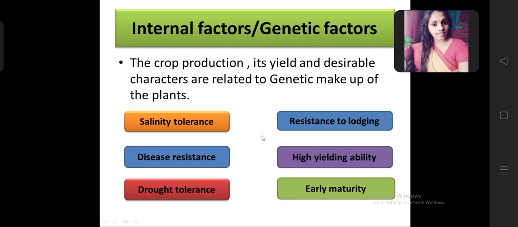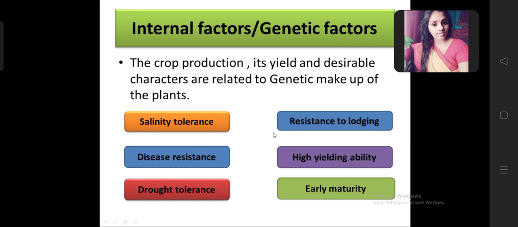Similarly, for resistance to lodging, we use semi-dwarf and dwarf varieties, which are much more resistant to lodging. Just before harvesting, lodging may occur in the field crop, and this can be prevented, and thereby crop loss can be prevented. We use semi-dwarf and dwarf varieties by including the Norin gene in the case of wheat and the DGO gene in the case of rice.